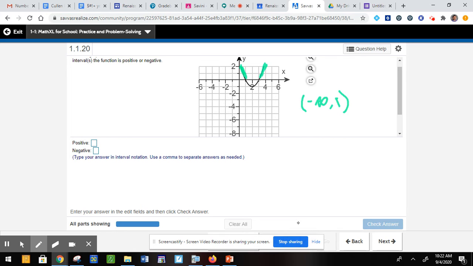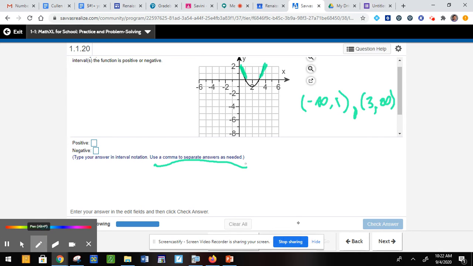The other interval where it's positive starts at 3, and then it goes on forever to the right. So then the right side of the interval would be infinity. When I input this answer, I need to make sure that I'm using a comma in between because there are 2 intervals, multiple parts of your answer. Use a comma to separate answers as needed. Okay.